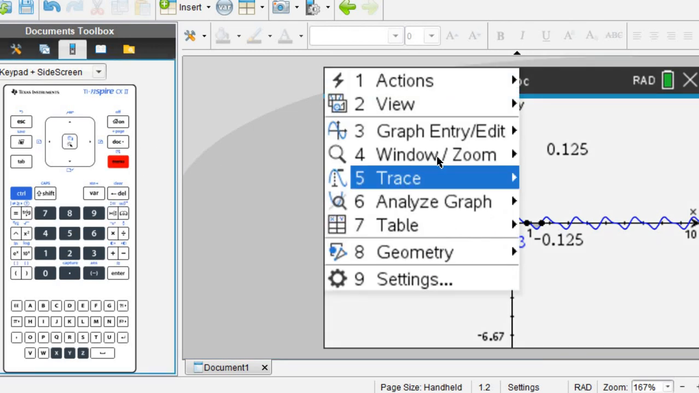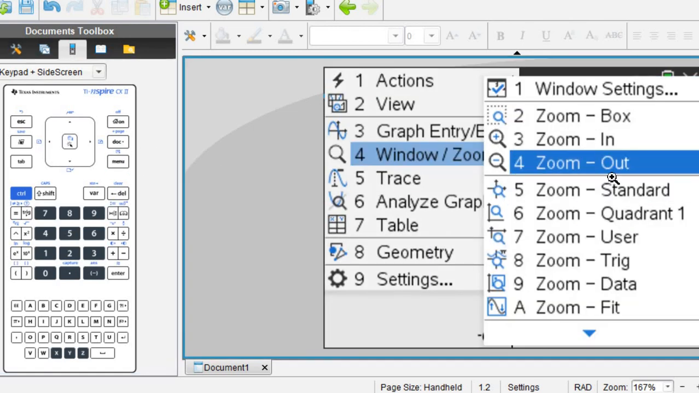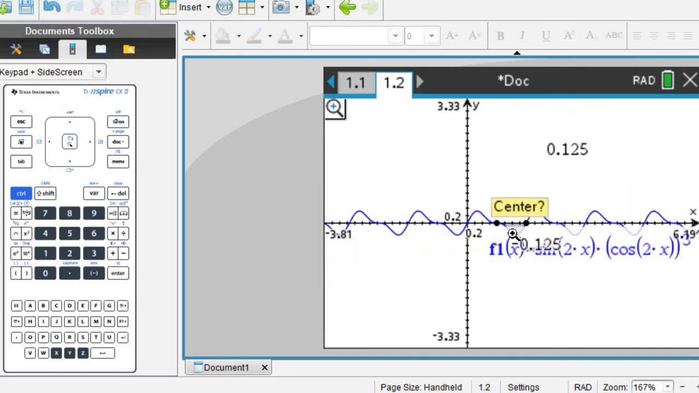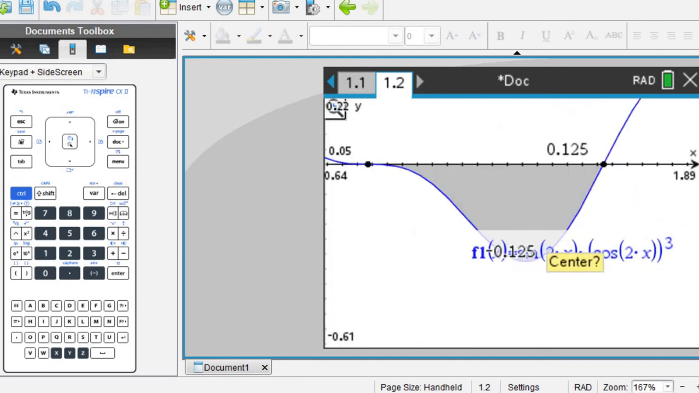If I just very quickly zoom in on that section that we're looking at, you can see that the reason the area is just the positive value of the definite integral is because that region, pi on 4 to pi on 2, is where the function is below the x-axis.